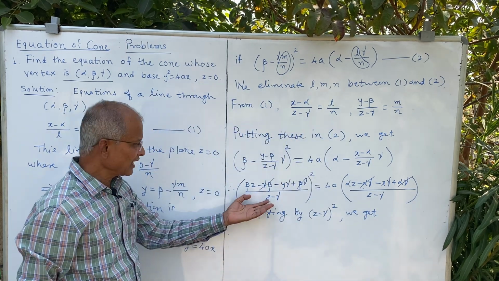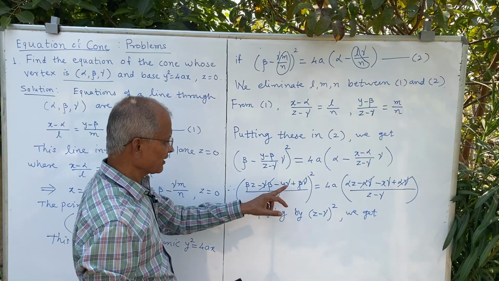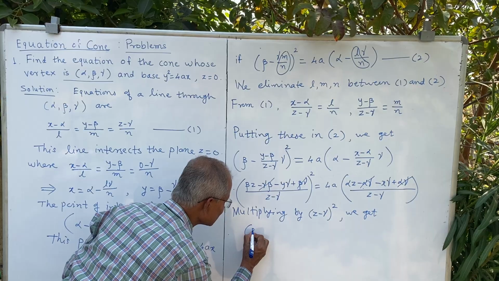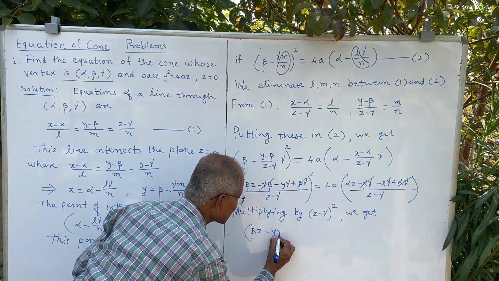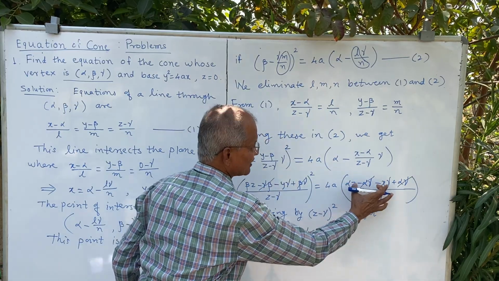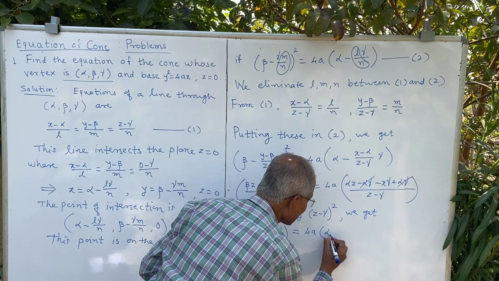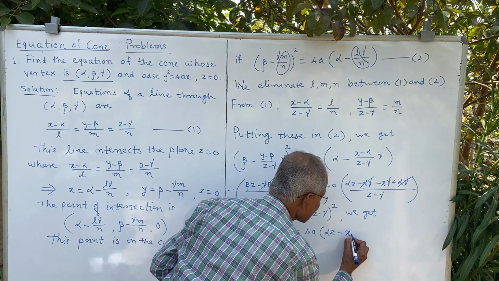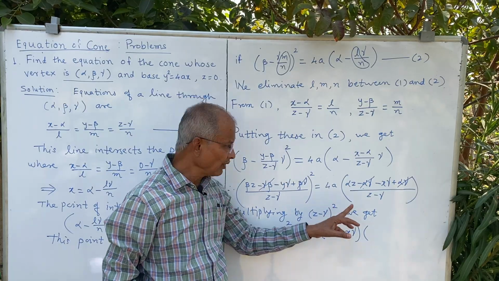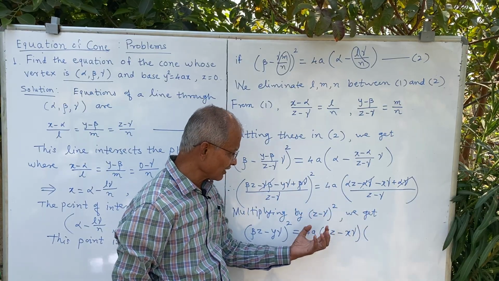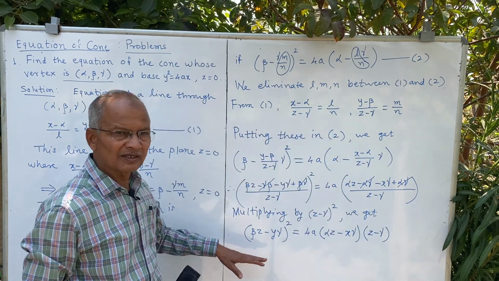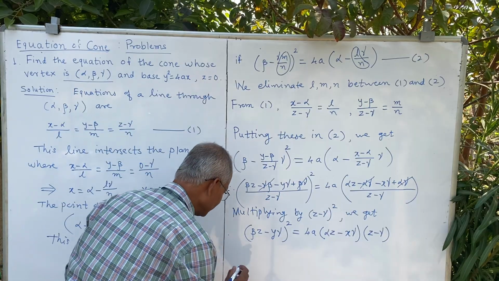If you multiply on this side, the denominator eliminates and only the numerator with its square will remain, that is beta z minus y gamma whole square. On the right side it is 4a into bracket, the remaining terms in bracket are alpha z minus x gamma, and it is to be multiplied by Z minus gamma whole square. One term cancels with this denominator and one term remains, and that is Z minus gamma. So this is the equation of the required cone.